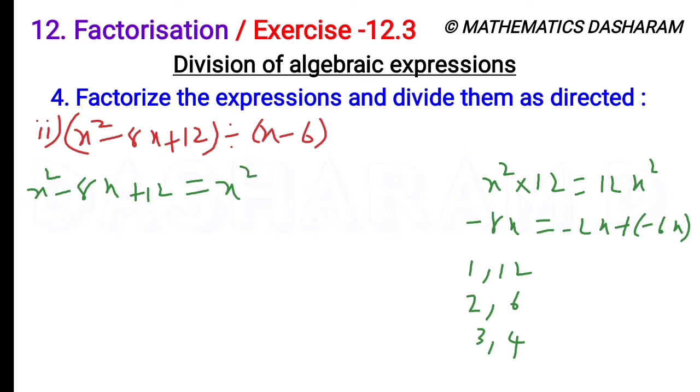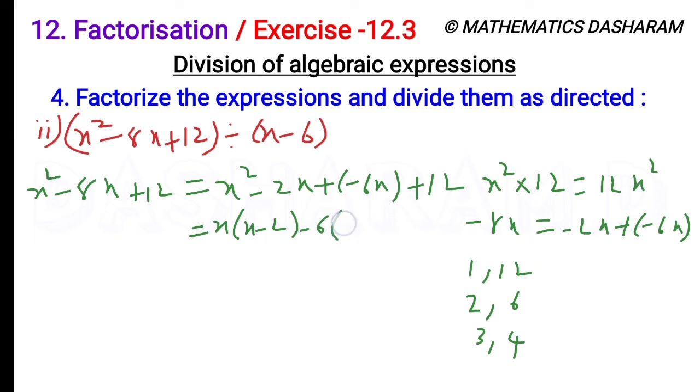So then x square minus 8x plus 12 can be written as x square minus 2x minus 6x plus 12. From the first two take x common, x minus 2. From these two take minus 6 common. So this plus will become minus, and 12 in 6 table, 2 sixes are 12. Now x minus 2 is common: x minus 2 into x minus 6.